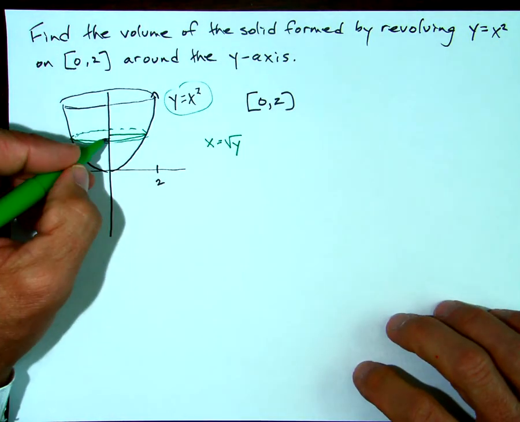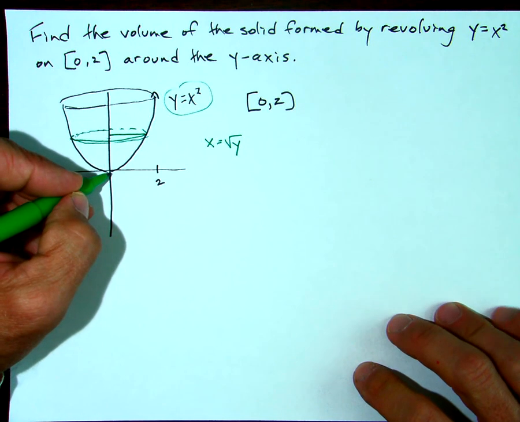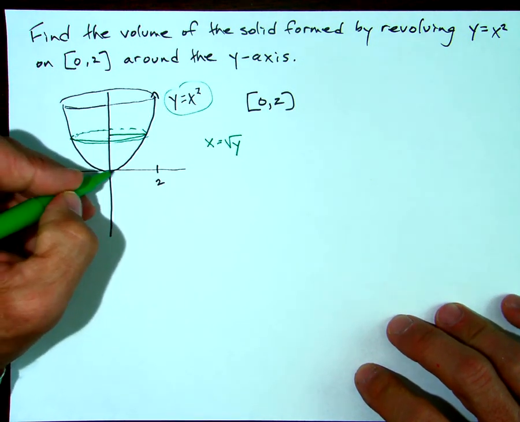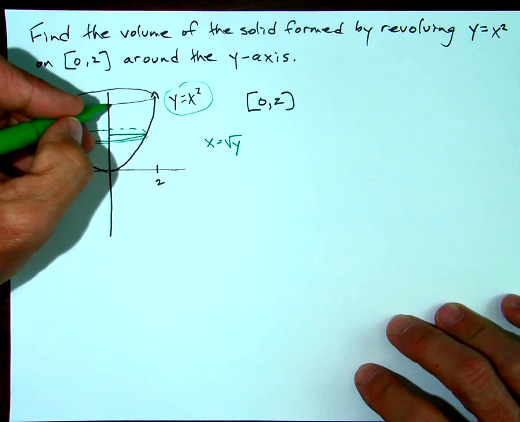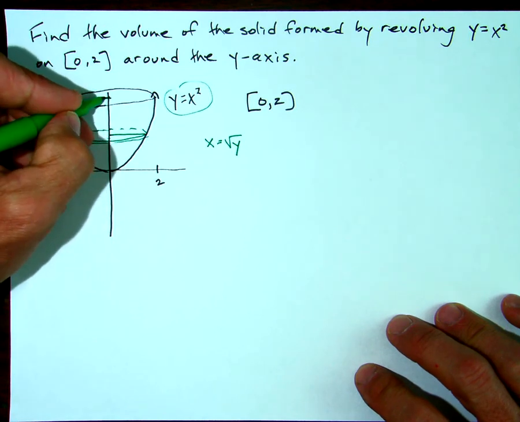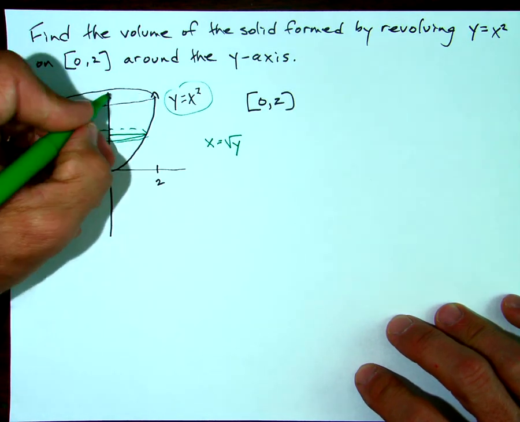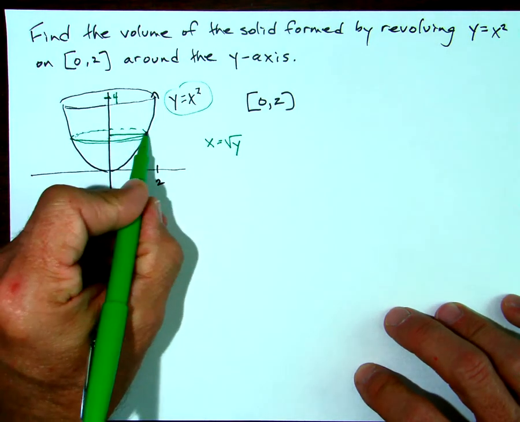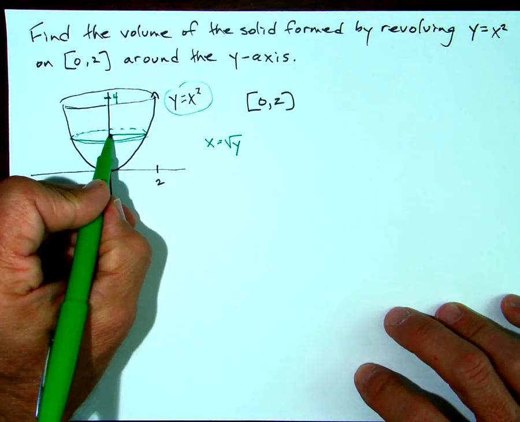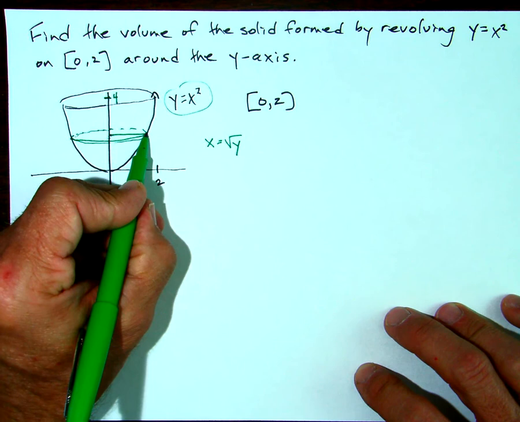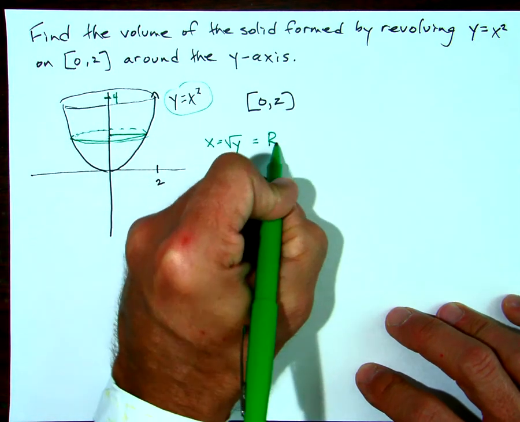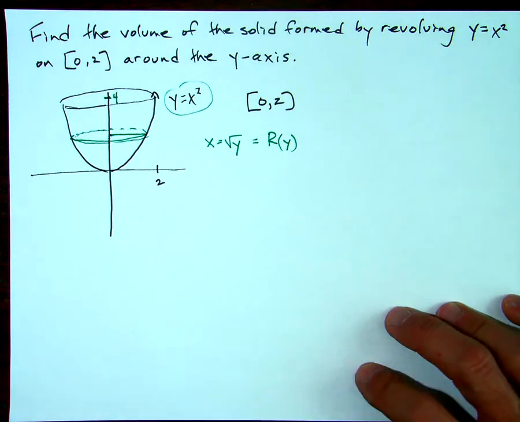So on the y-axis, let's think about this then. How far are we going to go? We're going to start down here at y equals 0, and where are we at here? When x equals 2, y equals 4. All right. And then we want to think about this distance. This is going to be the square root of y minus 0. So there's my radius in terms of y.